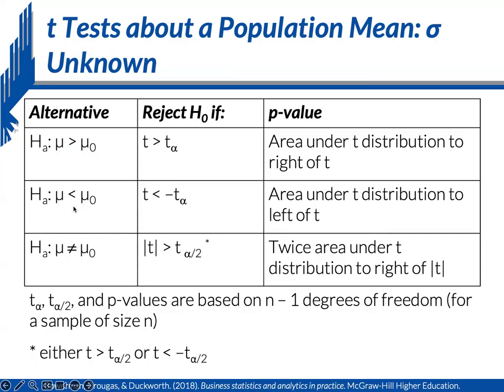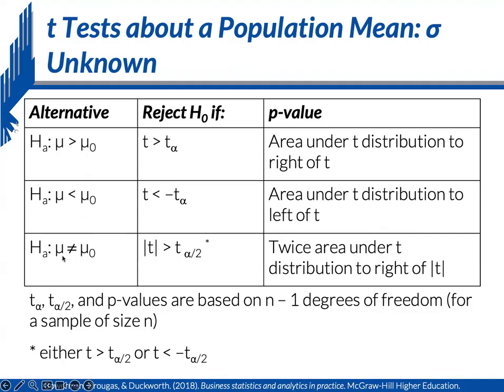For one-sided less than alternative, the rejection area is the area to the left of the critical value, and the critical value is a negative critical value. It's the score with an area of alpha to its left. So if the test statistic is lower than that negative critical value, then we can reject the null hypothesis.